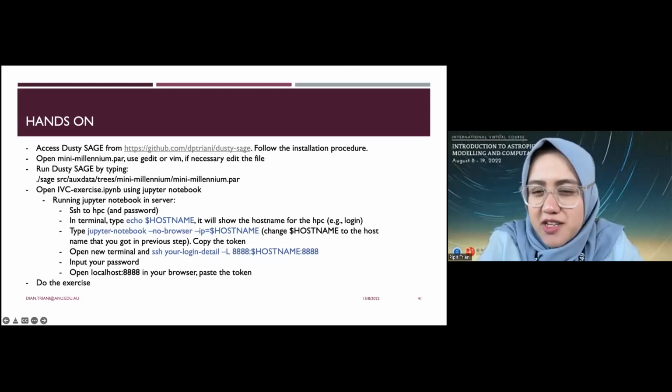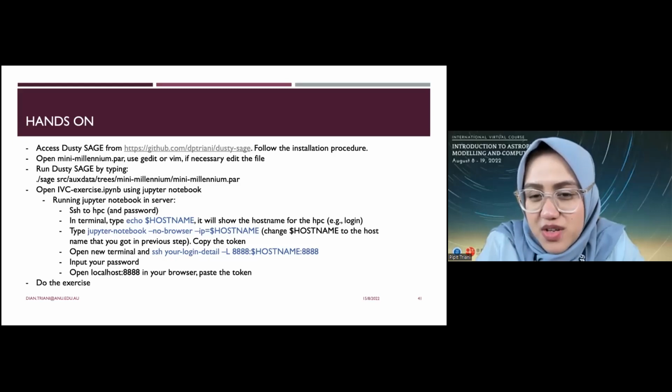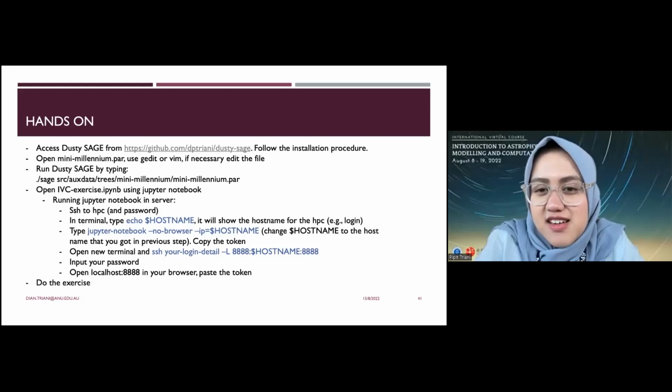Okay, I see a blank page when I use it. So if you cd to src, or don't do anything, just run the Dusty Sage by typing this. I think it should be fine. So just skip to this step and see what you got.